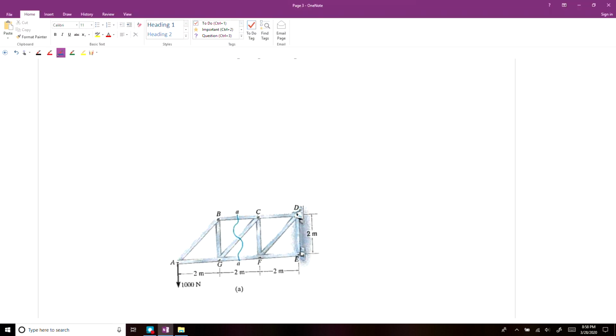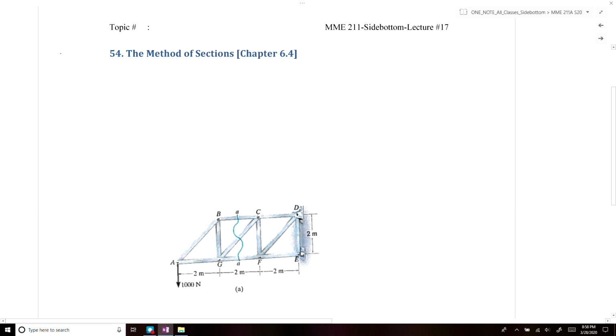So in this video, we're going to talk about the method of sections. For the method of sections, our goal is to determine the force within any member within a truss. A lot of times it is simpler to apply this method than the method of joints that we covered in the previous section.